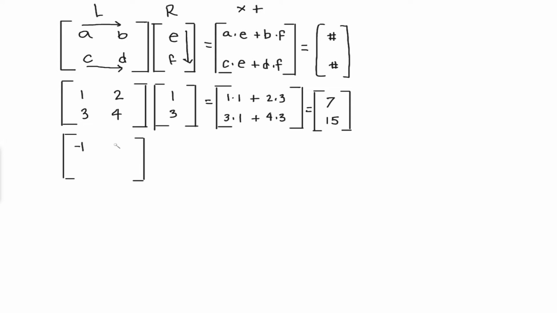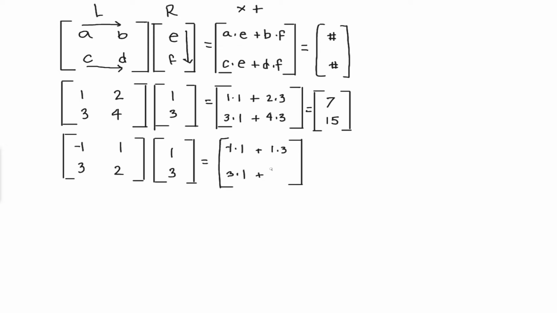Negative 1, 1, 3, and 2. And we'll use the same vector, 1 and 3. Once again, we've got negative 1 times 1, and we've got plus 1. And then we've got 3 times 1, and we've got plus 2 times 3. You might notice some patterns here, by the way.